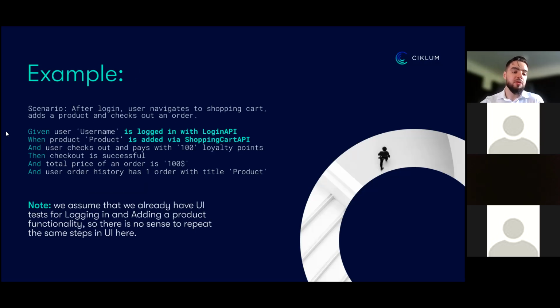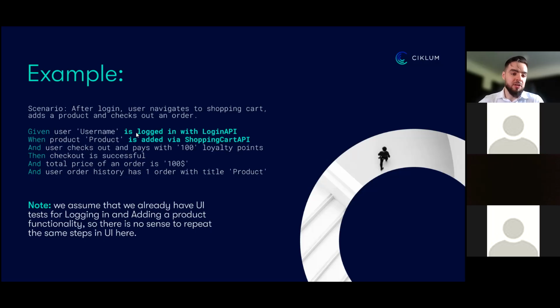So in this example, we're actually testing only checkout. The steps after them, we verify that the checkout is successful. We verify the total price of an order and the order history. And this is what we need to verify in UI if we are actually writing UI tests for this.